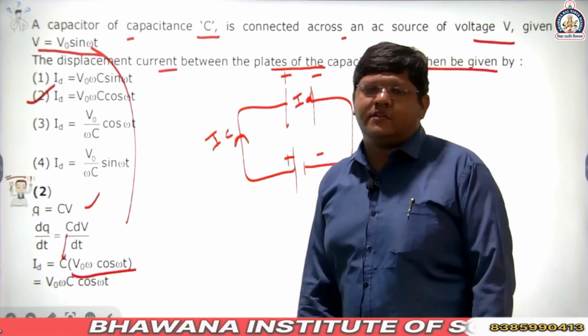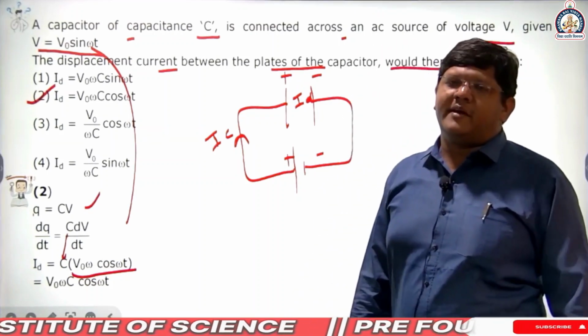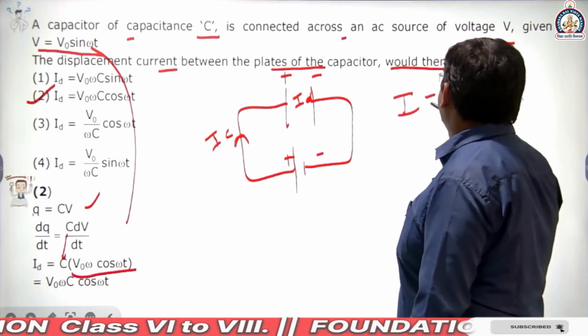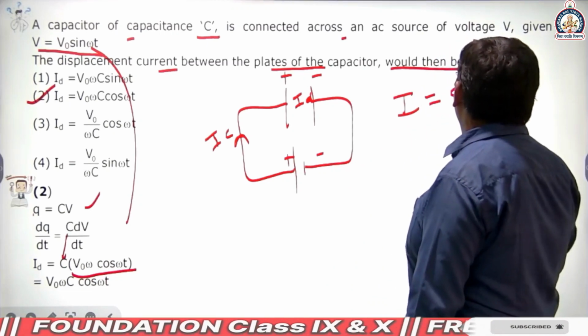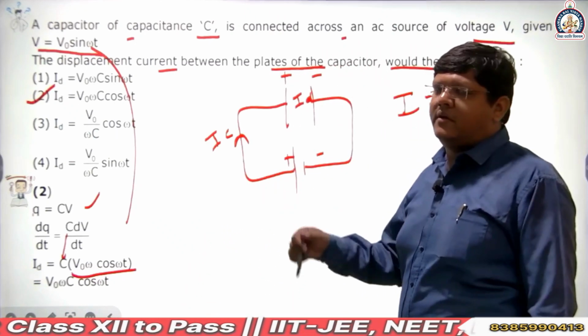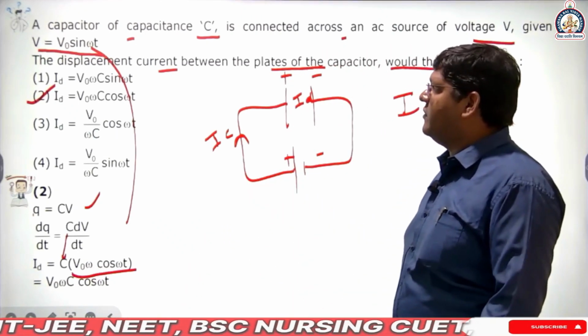This concept can be solved simply by the differentiation of charge. I is equal to dq by dt. We know current is equal to rate of flow of charge, dq by dt. And by putting the values of q and solving for id, we get the required answer.